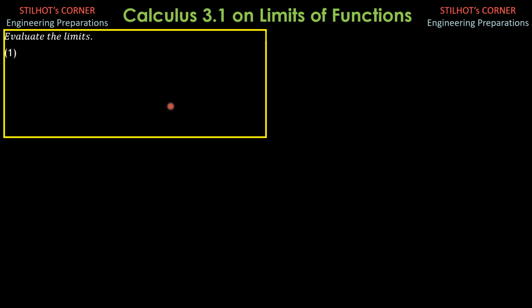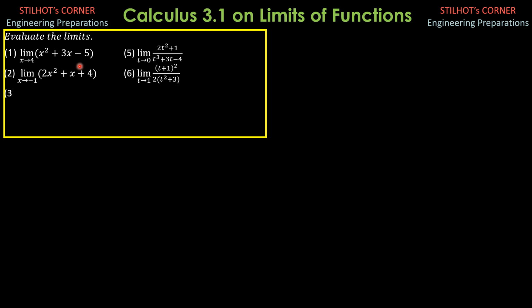So evaluate the limits. So we have limit of quantity x squared plus 3x minus 5. By the way, there are 10 exercises here. If you want to anticipate the solution to these problems, you can by pausing the video. Check your answer later.